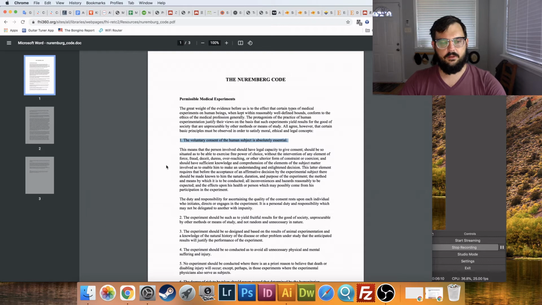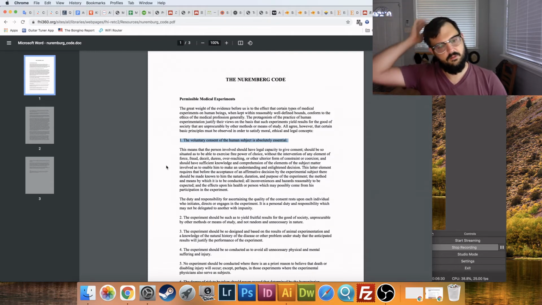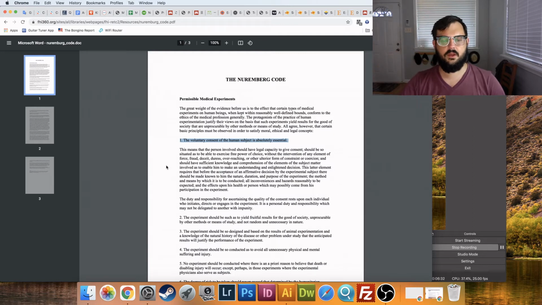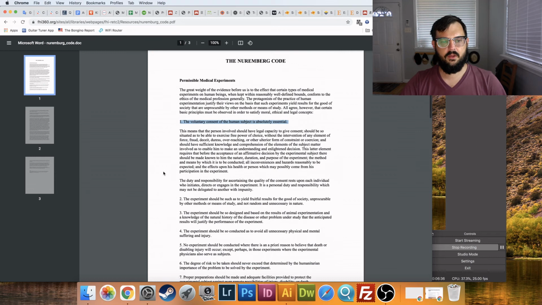This latter element requires that before the acceptance of an affirmative decision by the experimental subject, there should be made known to him the nature, duration, and purpose of the experiment, the method and means by which it is to be conducted, all inconveniences and hazards reasonably to be expected, and the effects upon his health or person which may possibly come from his participation in the experiment.